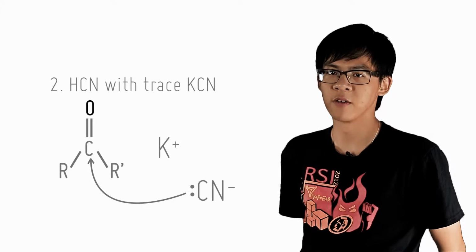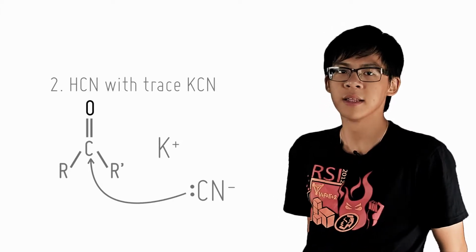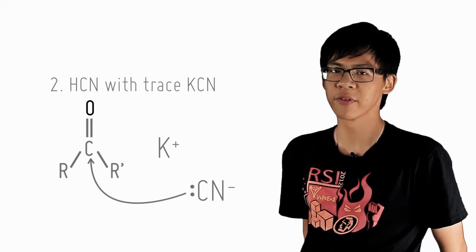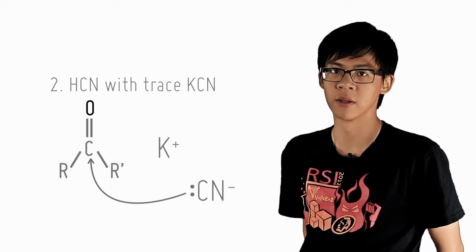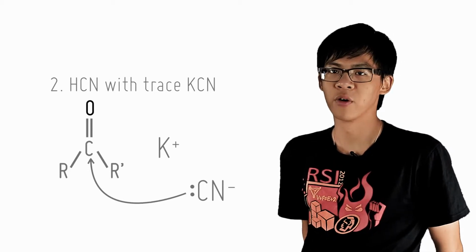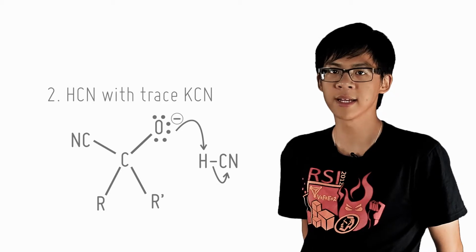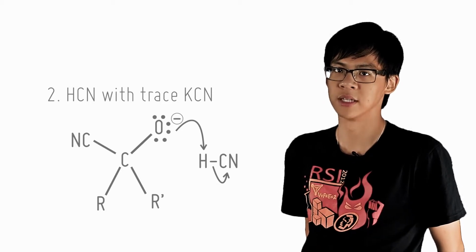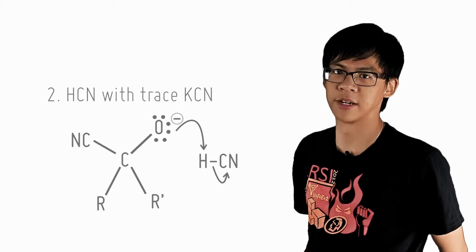Now the next method involves the use of HCN again, but this time with trace amounts of KCN, which is potassium cyanide salt. The idea here is slightly different. At the start of the reaction, the cyanide that actually attacks the carbonyl comes from the KCN salt. Now we know that at the end of the nucleophilic reaction, we have to protonate the negative oxygen atom. Hydrogen cyanide is therefore used as a protonating acid, and of course this will generate even more cyanide ions to continue the reaction. This is somewhat like a chain reaction. The mechanism here will make it much clearer.